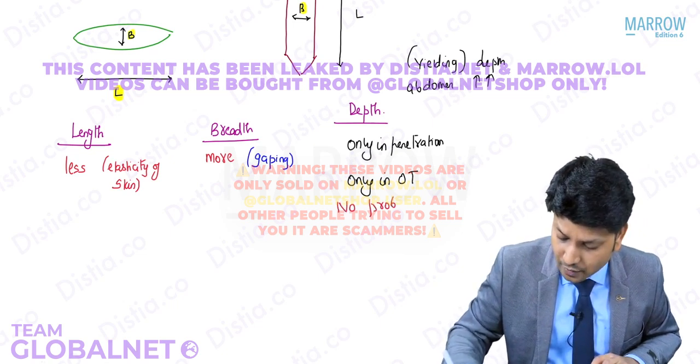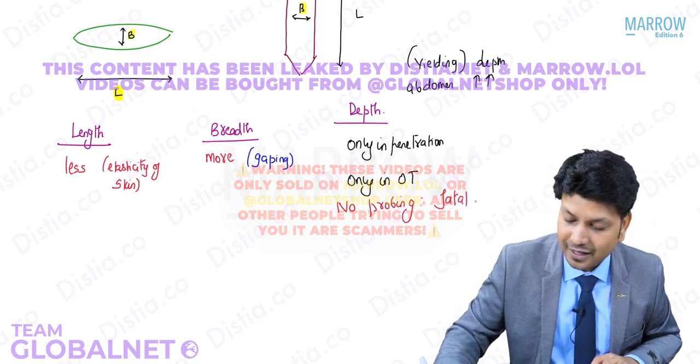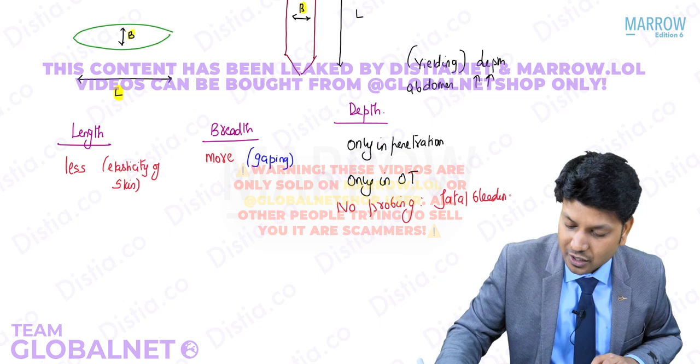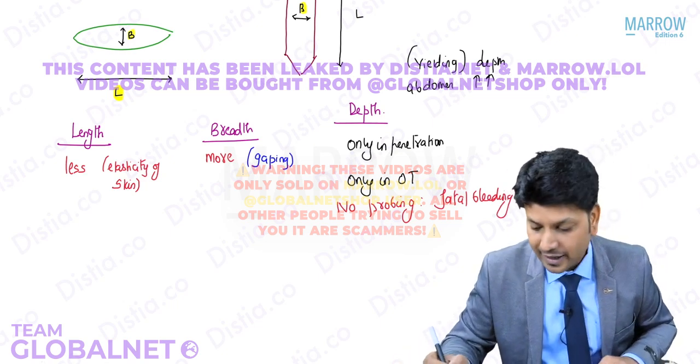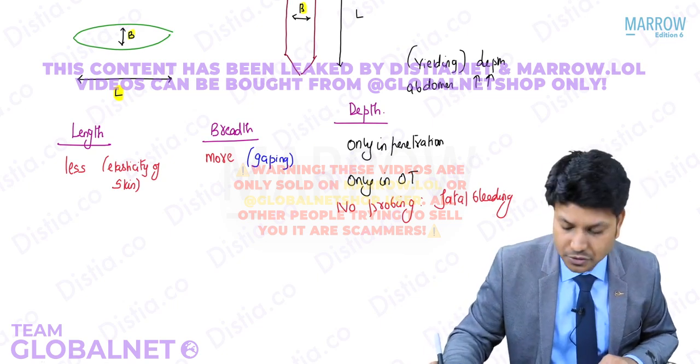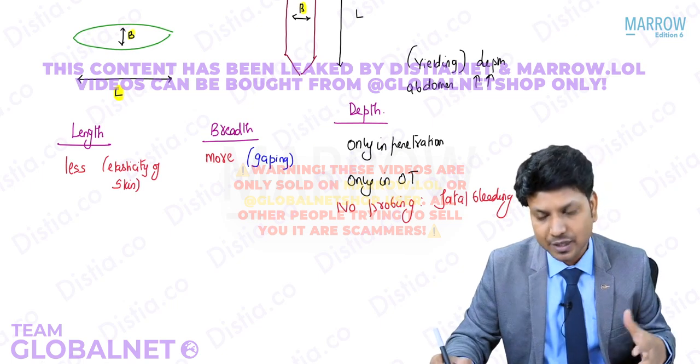Right? You should not do any kind of probing. That is because it can cause fatal bleeding. It can dislodge the clot. The patient can land up with fatal hemorrhage. That can be life endangering to the patient. You're not supposed to do that. So we need to be very, very careful when you are dealing with a stab injury in a case of a live patient.